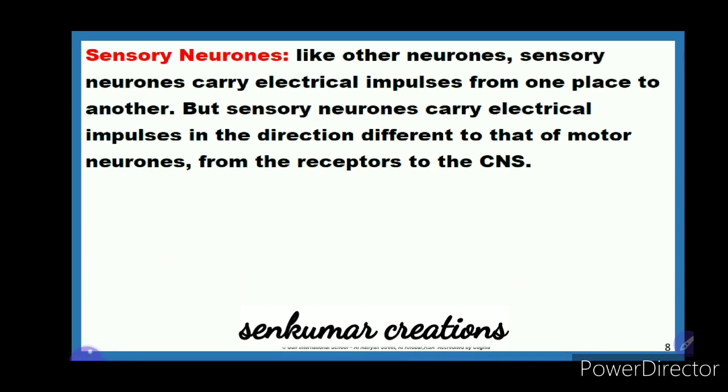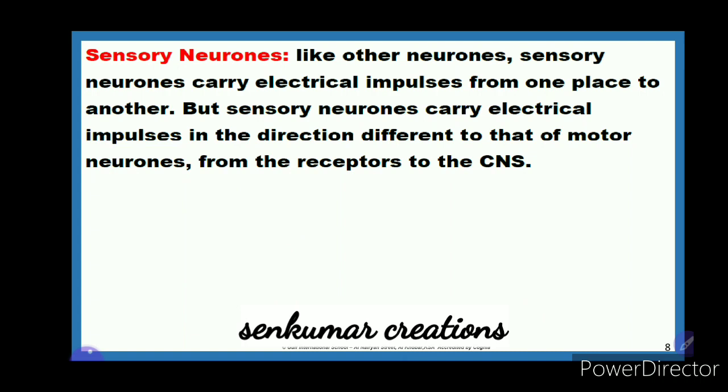So next we are going to see the second type, the sensory neurons. Like a motor neuron, sensory neurons also carry electrical impulses from one place to another, but in a direction different to that of motor neurons: from the receptor to the CNS. Don't forget, the motor neuron carries impulses from the central nervous system to the effectors, but the sensory neuron carries them from the sense organs or receptors to the CNS, or to the brain. That is the main thing.